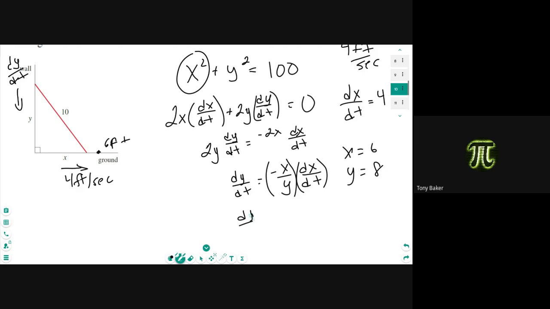So dy/dt equals -6 over 8 times 4, which is -3 feet per second. So it's sliding down at -3 feet per second.